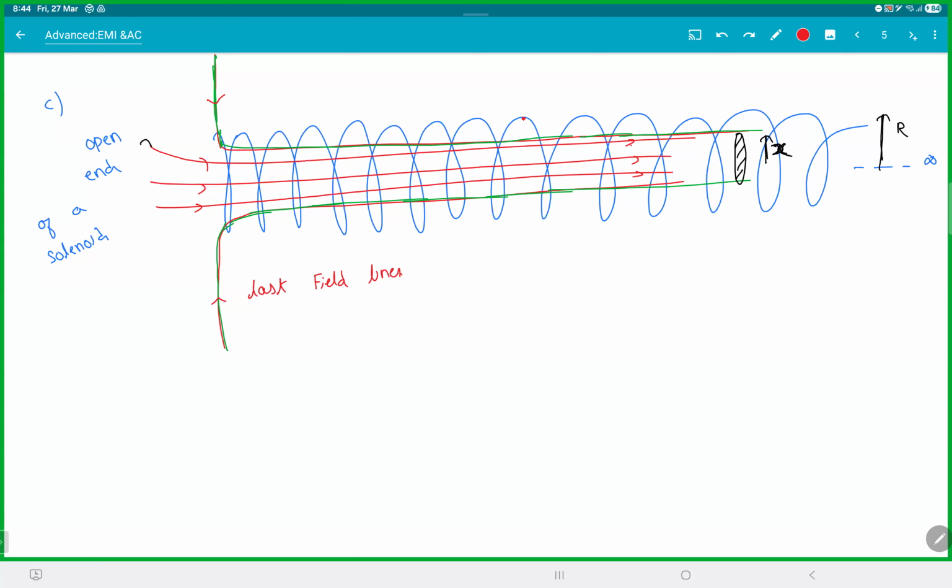Find X. So these lines, when they become parallel at infinity, they don't occupy the whole space. They'll occupy only up to radius X. If the initial radius was R, what is X? This is a semi-infinite solenoid.